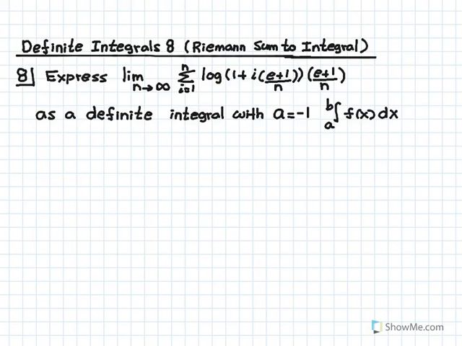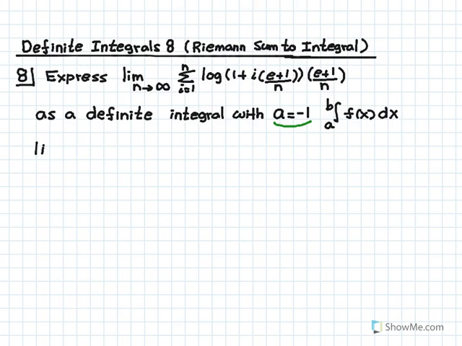In this video, we're going to look at another example of turning a Riemann sum into an integral. So what we have here is the limit as n goes to infinity, summation i goes from 1 to n, log of 1 plus i times (e plus 1)/n times (e plus 1)/n. We want to transform this to a definite integral with a equals minus 1. That means the lower limit is going to be minus 1. So you can see that's going to be a challenge because we don't have minus 1 showing up inside the brackets. So let's start with the definition of the right-hand Riemann sum formula.